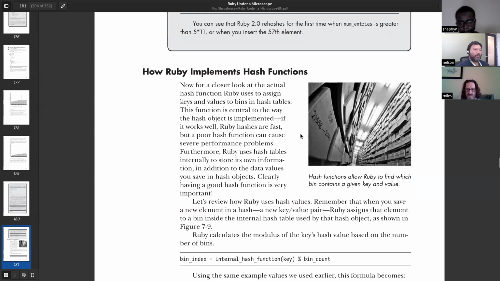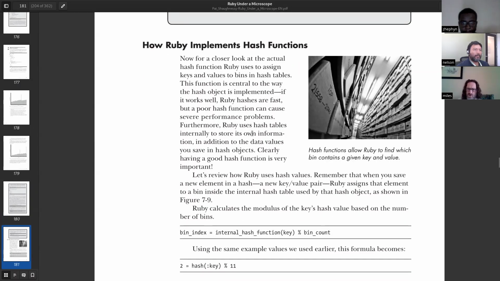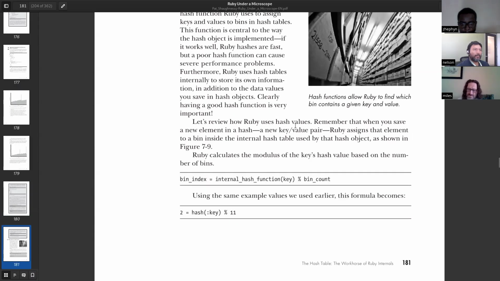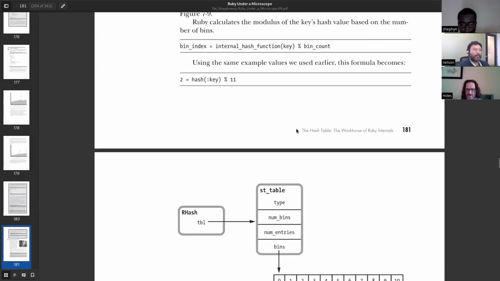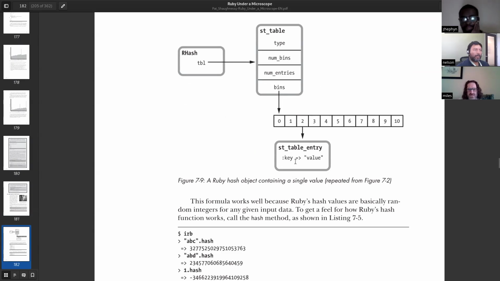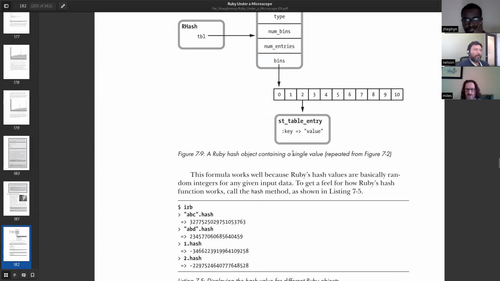All right, so then we come down here and we're talking about implementing hash functions. Hash functions are pretty important for the hash table to actually function well. I'm going to check my notes to see if I took any notes on this. I did not. So I'll keep scrolling unless someone interrupts me with a question.